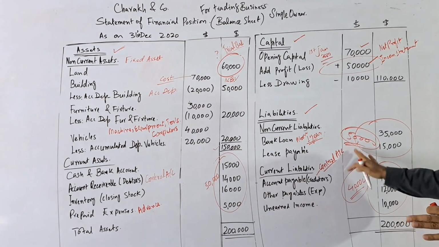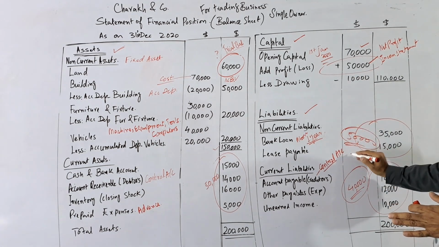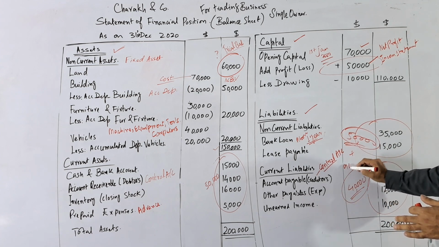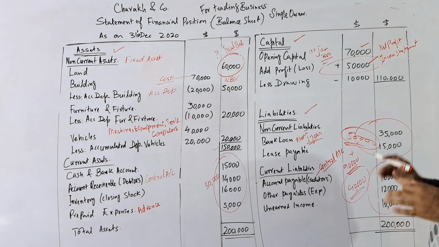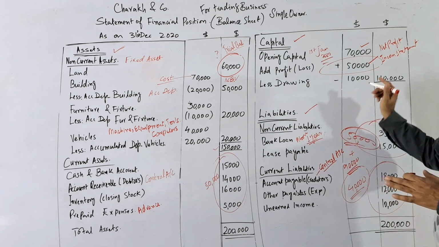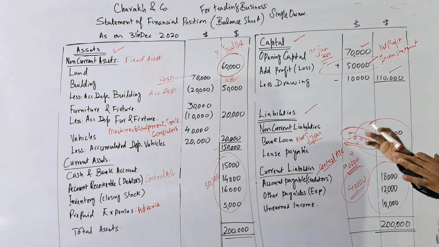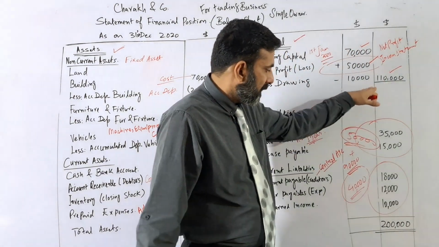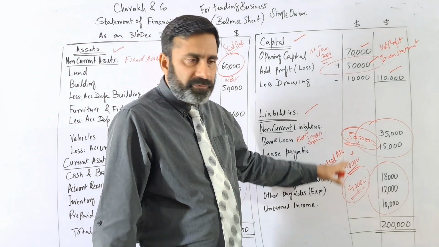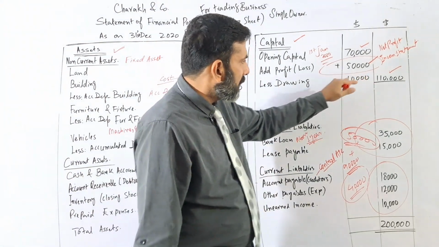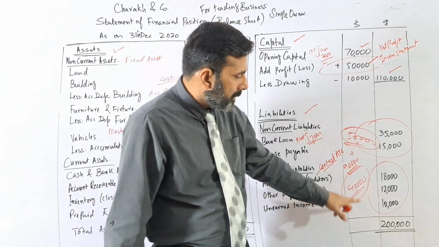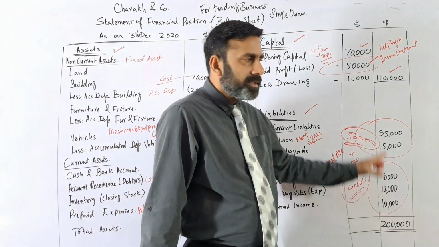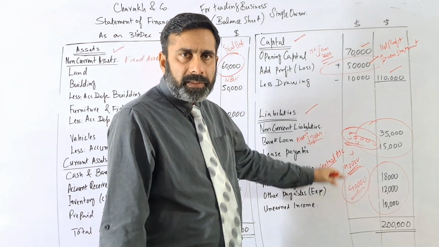50,000 is the non-current liability. So if we total it, it is almost 90,000. So 90,000 is the total liabilities, and the total capital at the end of the year is 110,000. So 110,000 is the capital, 90,000 is the total of the liabilities. If we total these two, the capital and the total liabilities, this is again 200,000. So 200,000 is the total of capital and liability.